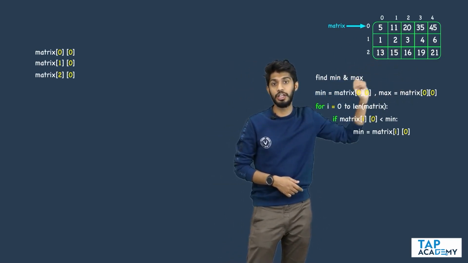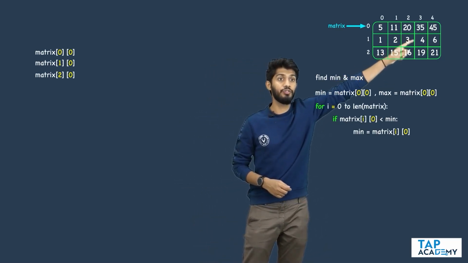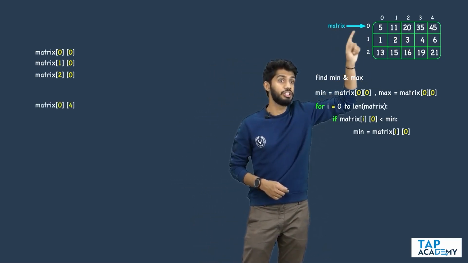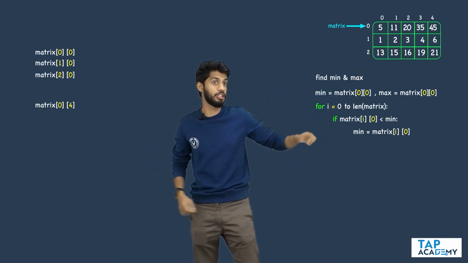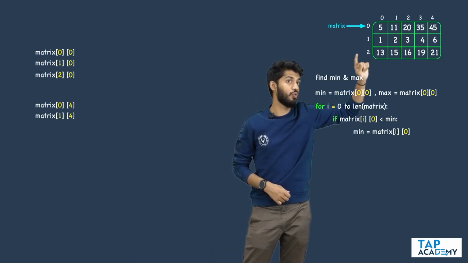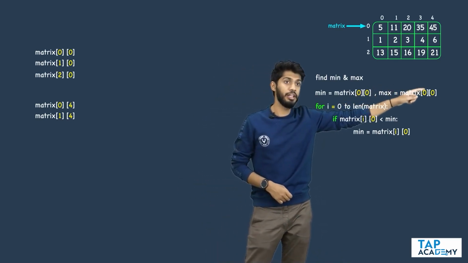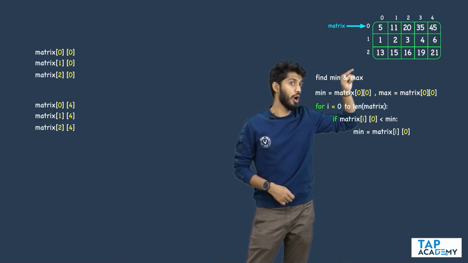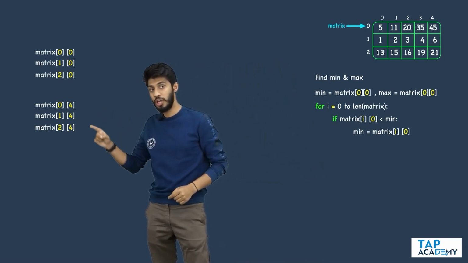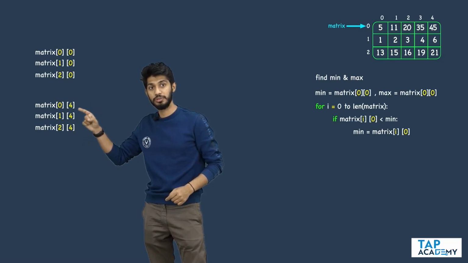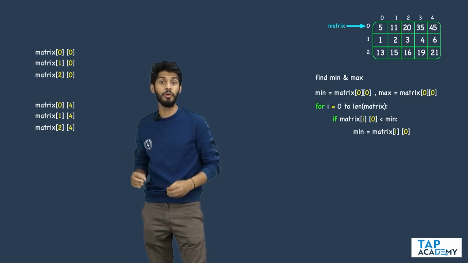So I have already created one variable max. Now again, if you observe, if I want 45, how can I get 45? That's nothing but matrix of 0 and 4. So I will say 0 and 4. Next, if I want 6, how can I get 6? Matrix of 1 and 4. So 1 and 4. Next, if I want 21, I need to say matrix of 2 and 4. Now if you observe, again over here, the 4 remains constant throughout, but only the value of this changes. That is 0, 1, 2, 3. That's the row index changes, column index is constant.